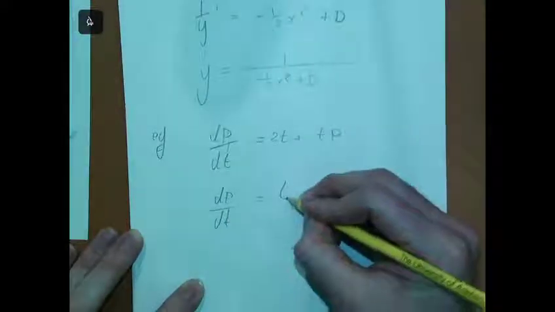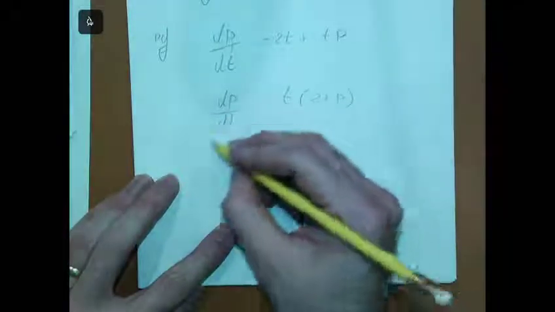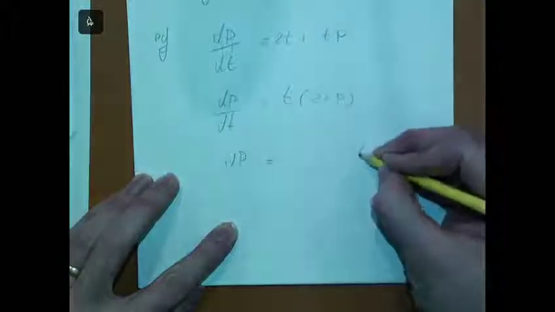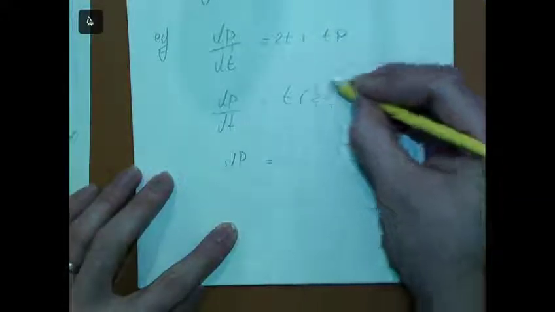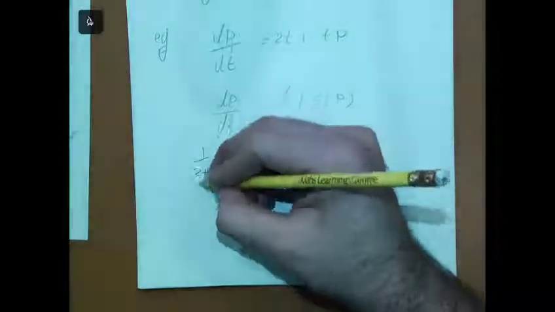They've both got a t in them, so I can bring it out. Like that. And now it will be possible to separate the t's and the p's simply by doing multiplication and division. So I'll times both sides by the dt, and I'll divide both sides by the 2 plus p. Like that. And now the p's and the t's are separated from each other, and so I can just whack my integral signs in.